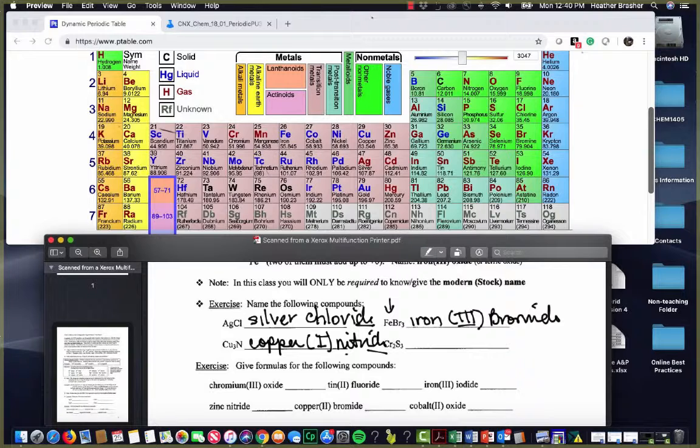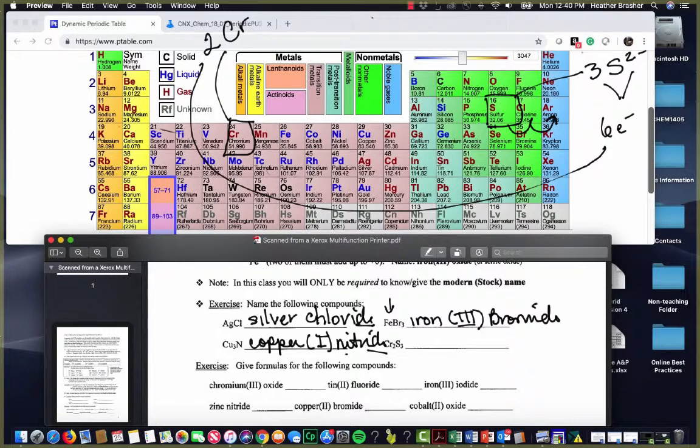Okay, so the last one, we're going to look at chromium, which is right here, and sulfur, which is right here. Now, to let you know, we have 3 sulfurs, right? And we have 2 chromiums. Well, let's see what kind of charge we have on sulfur. 1, 2. So this is negative. Well, we already have 3 times -2 means that there are 6 negative charges here.